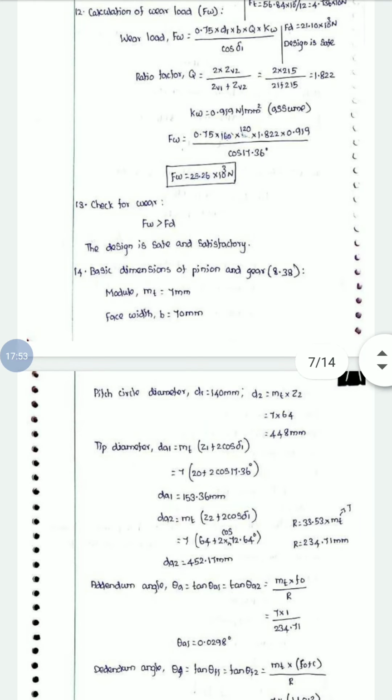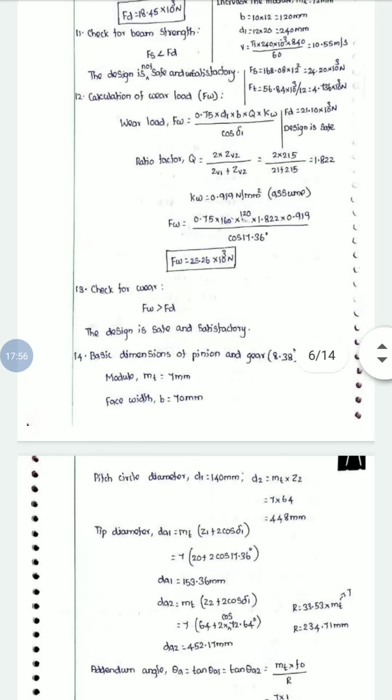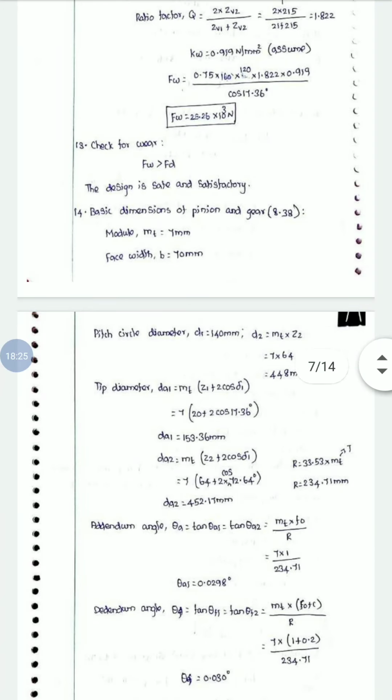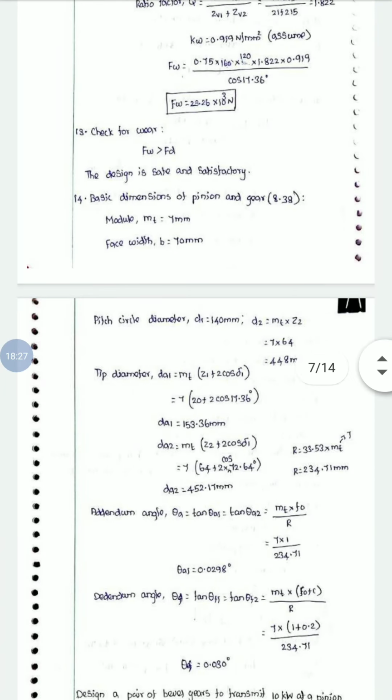Finally the factor Q is 1.822, and kW, also using that, is 0.919 Newton per mm square. After substituting all the values in the equation for Fw, that is 0.75 into d1 160, b 120, Q is 1.822 into 0.919 divided by cos del 1. Already in the very first step we found the del 1 value, that is 17.36. Now Fw is equal to 25.26 × 10^3 Newton.